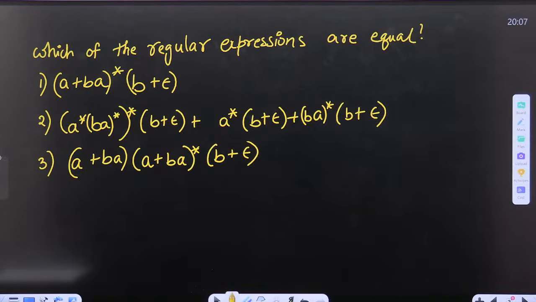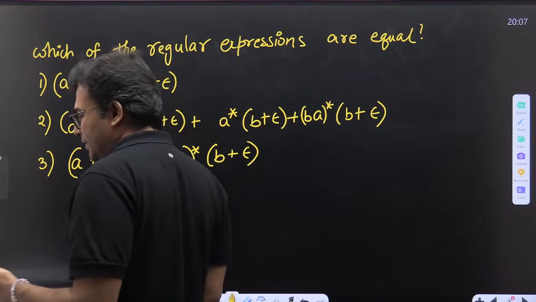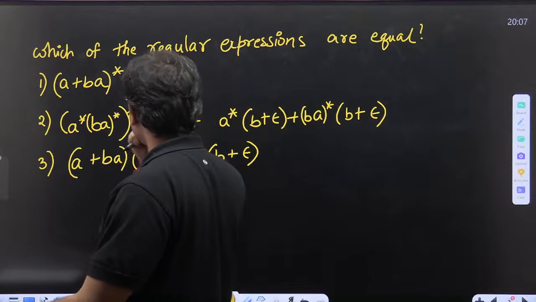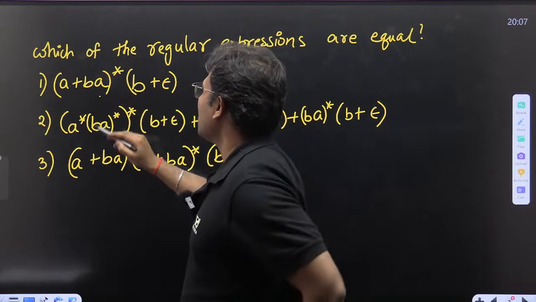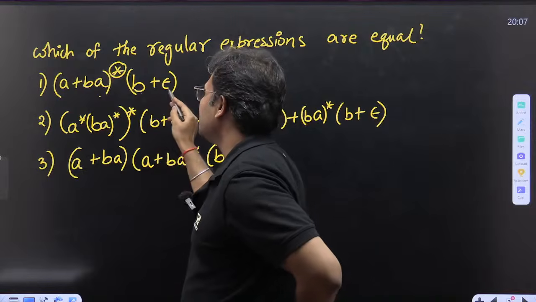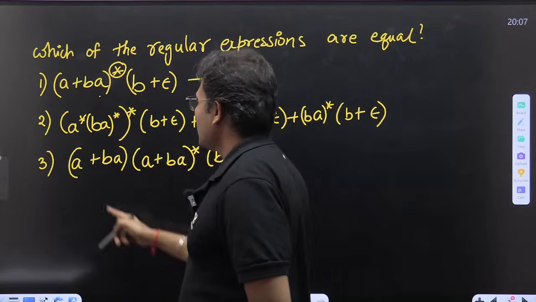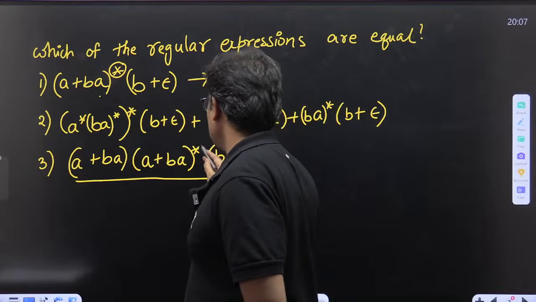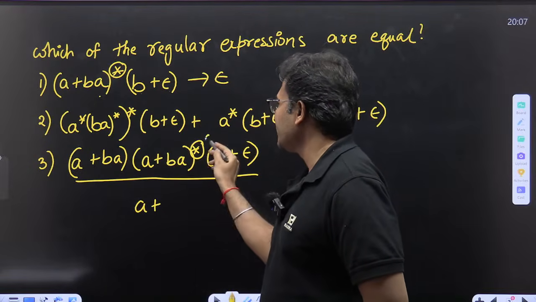Okay, so everyone is getting 1 and 2, right? So guys, here if you observe it, here we can get epsilon. If I put a 0 here, it is b plus epsilon, which means epsilon is here, right? Now if you observe this language, even if you put 0 here, what do you get?